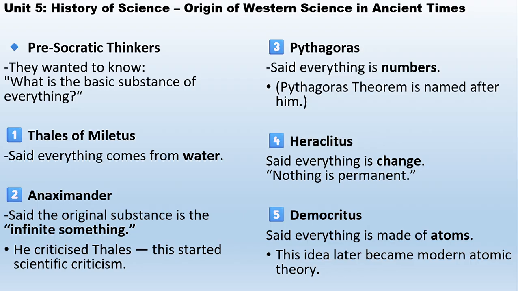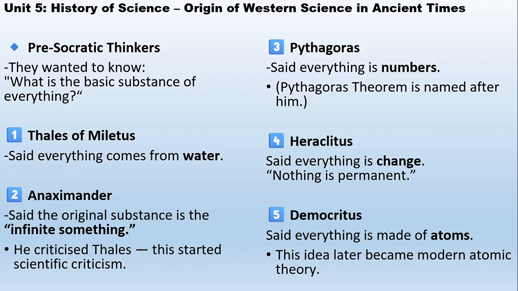And the fifth philosopher is Democritus. He said everything is made of atoms, and this idea later became modern atomic theory. This modern atomic theory is in chemistry. So Democritus said everything is made of atoms and molecules.